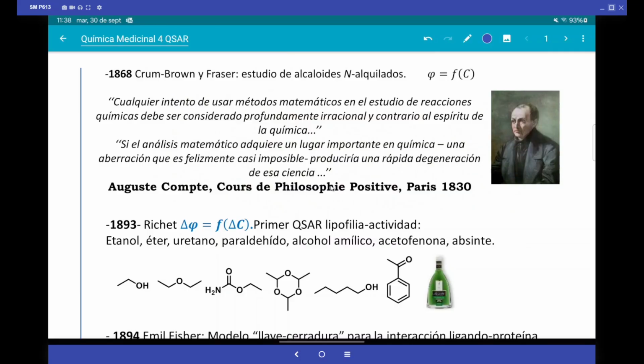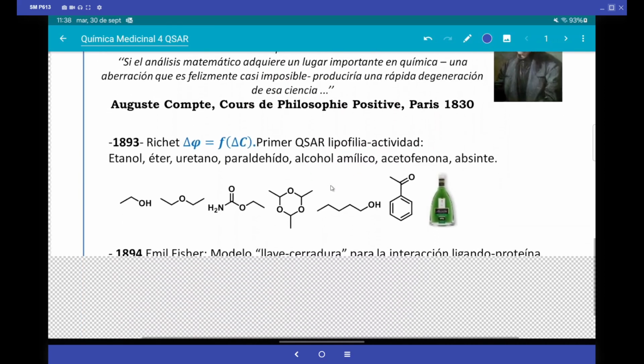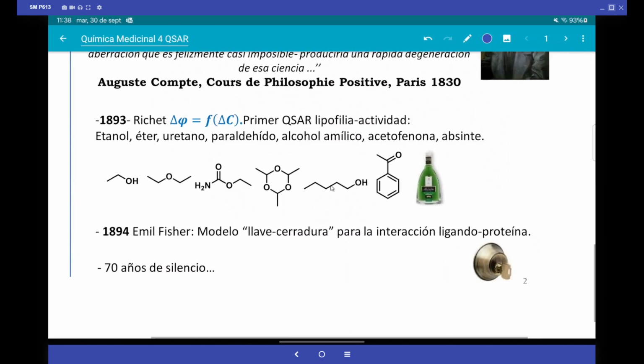Mathematics between chemistry and descriptors, 1893. Then notice how this was born at the beginning of the 1900s. That's the idea, this background idea. Richet, another researcher, said that when the concentration varies, we could say that it is a function of the variation in the concentration used of the substance. He's already introducing the concept of variation, the concept of derivative, in other words.